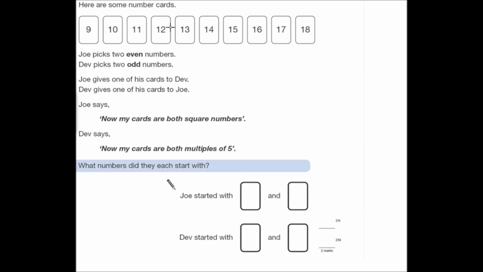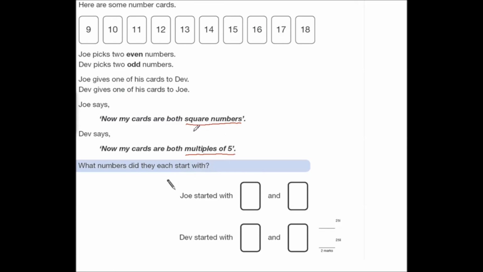Alright, hopefully this one was alright. The question says, here are some number cards. We've got 9 through to 18. It says Joe picks 2 even numbers and Dev picks 2 odd numbers. Joe gives one of his cards to Dev and Dev gives one of his cards to Joe. Joe says, now my cards are both square numbers, and Dev says, now my cards are both multiples of 5. Okay, so those are the key bits. Joe has cards that are both square numbers and Dev has cards that are both multiples of 5. We need to write the numbers in which they each started with.